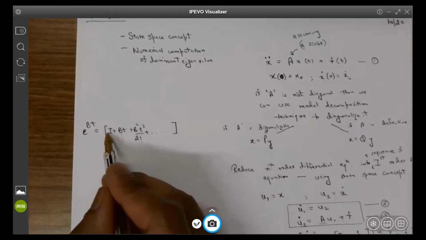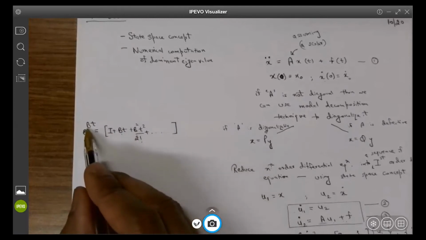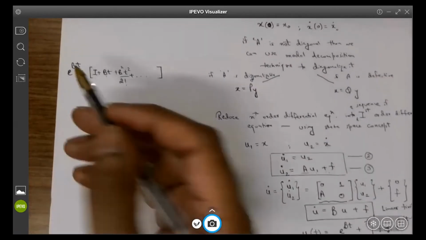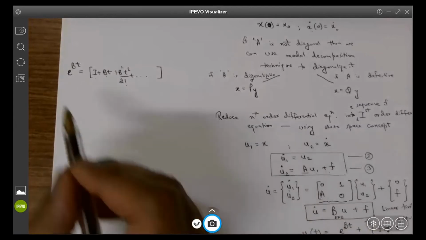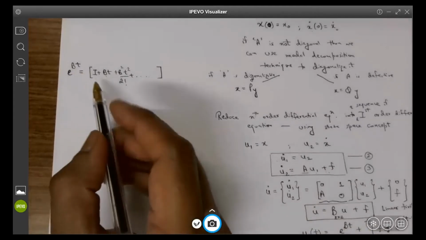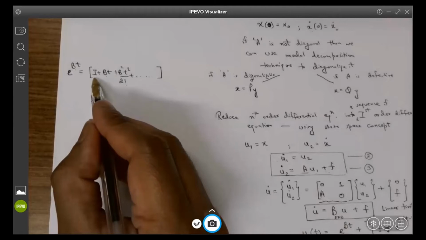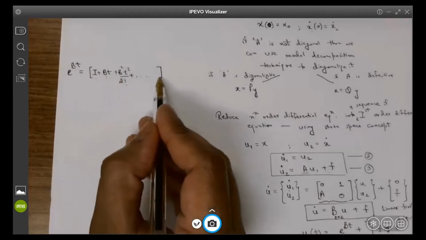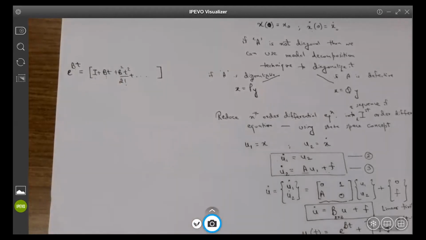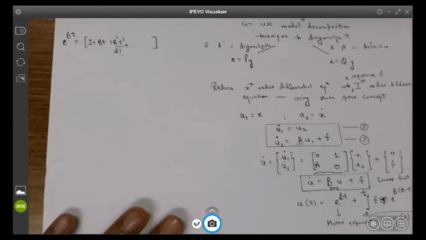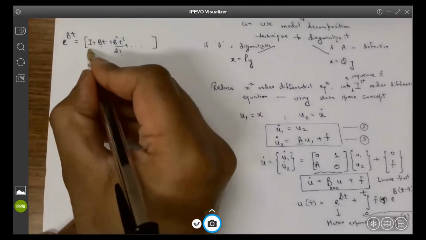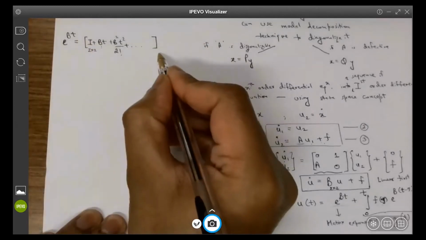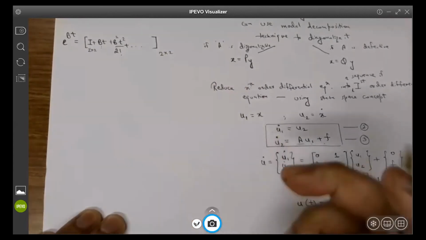So the size of the matrix depends on the size of the matrix B. In this case, our B is a matrix of 2 by 2. So that means this is 2 cross 2, the identity matrix is again 2 cross 2, B is 2 cross 2, and so on and so forth. Is everybody following so far? Yes. So B is not a scalar number, and this is an identity matrix. It is 2 cross 2. The whole infinite series sum is a 2 cross 2.